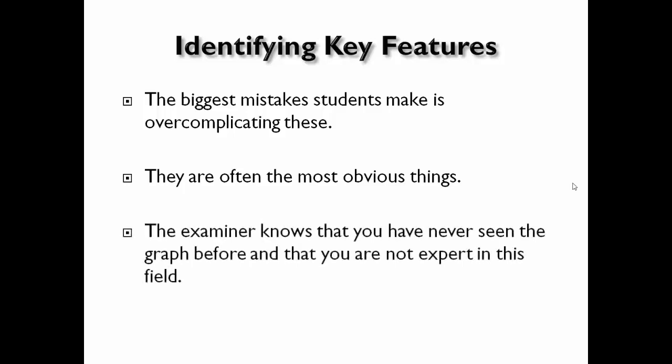The examiner knows that you have never seen the graph before and that you are not an expert in this field. So think about the last graph that we looked at. That was about crime in Manchester. The examiner knows that you've never been to Manchester. The examiner knows that you might have never studied criminology or know anything about crime, and they know that this is the first time you've ever seen the graph and you only have 20 minutes. So they're not expecting you to have a very, very complicated answer. In the last question, it would just be one goes up, one goes down, and one stays the same. That's all the examiners are expecting.